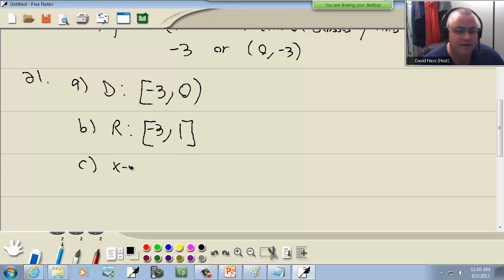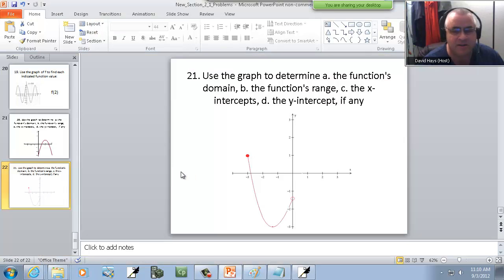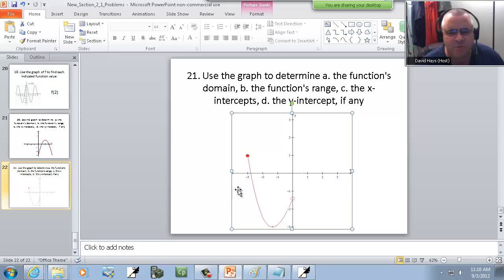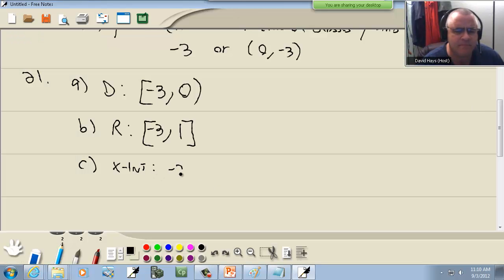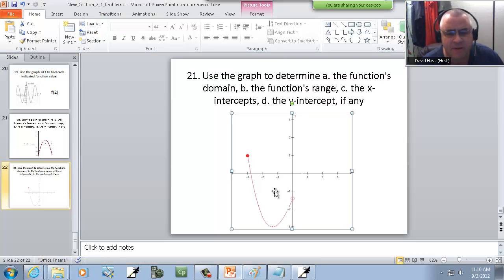Now C, our x-intercepts, where it touches or crosses the x-axis. Now this isn't perfect. Maybe -2.8. Or if you want to write it in point form, it'd be (-2.8, 0). It's maybe -2.9, -2.7. A lot of times when you're finding the intercepts by hand, and you're not using some kind of technology or algebraic methods, then you just kind of guess.